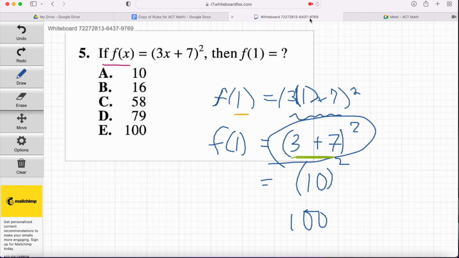Yes. Okay. And that gives you 100. You see the right answer here? Yes. So we said 100. 100, answer choice E. There you go. Any questions about that? No, sir. I don't think so. Okay, good.